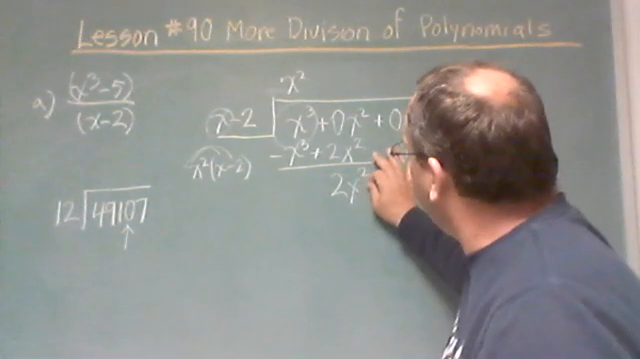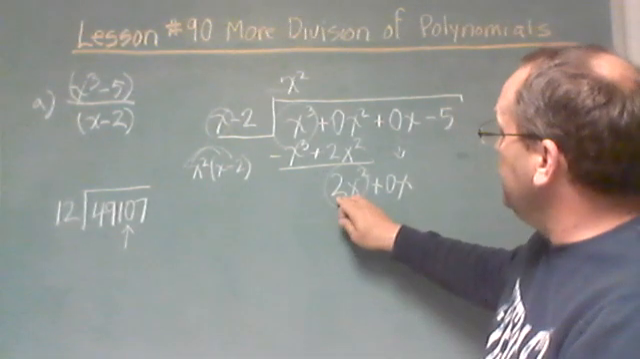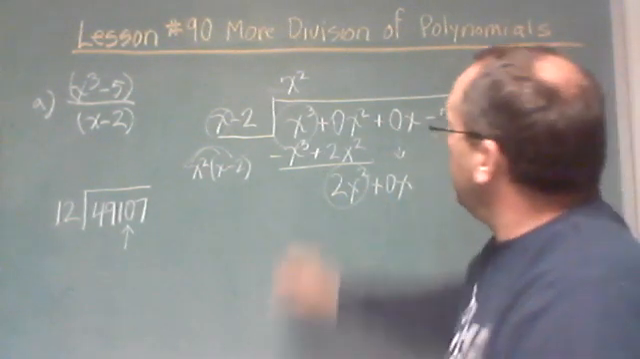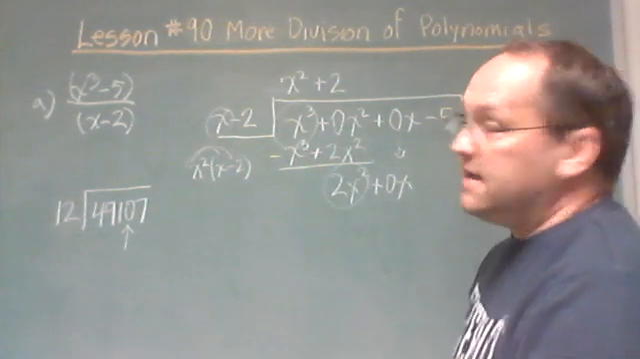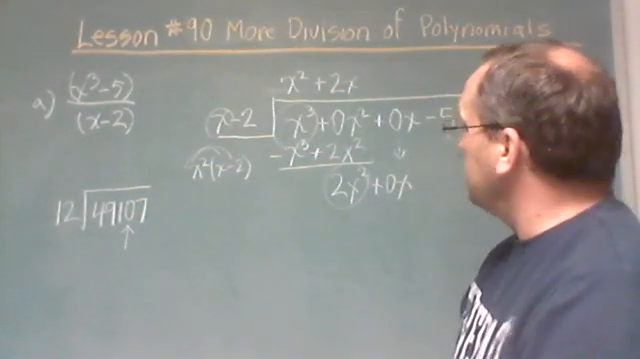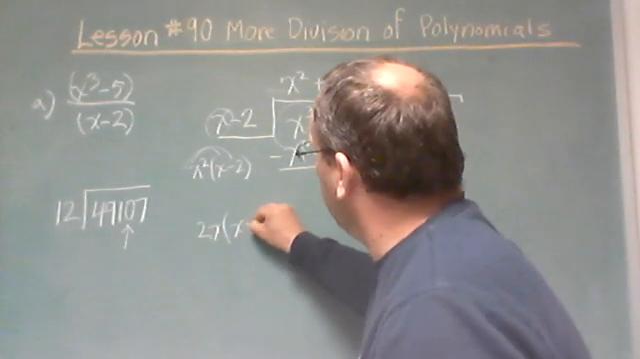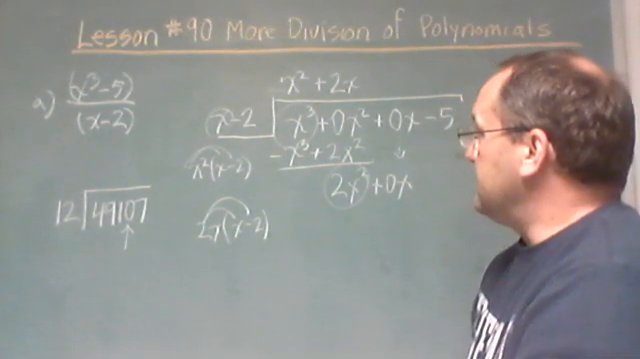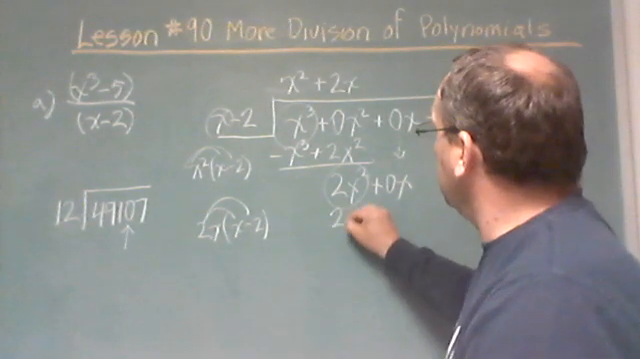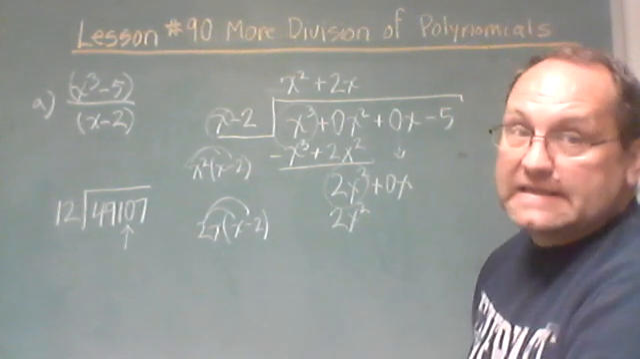So then I look at my first terms again. What must I multiply x by to get 2x squared? Well, I need a positive 2 for one thing, and I need another x. So let's go ahead and multiply those out. 2x times x minus 2. I get a 2x times x gives me a 2x squared. I made the proper selection. They're the exact same term.